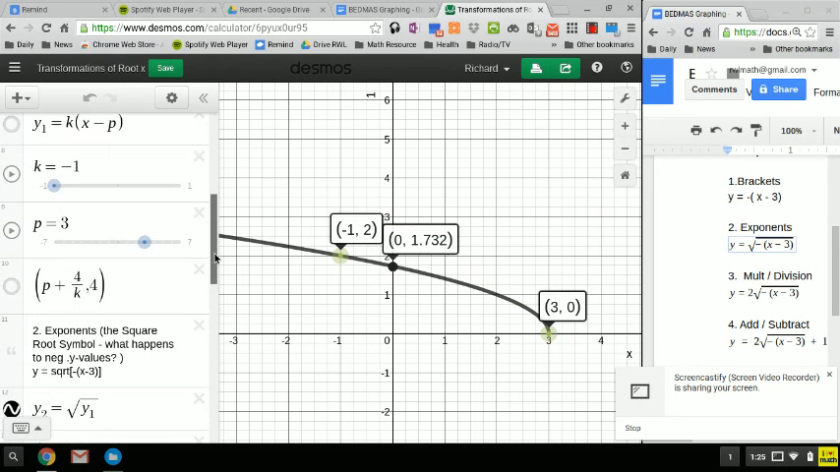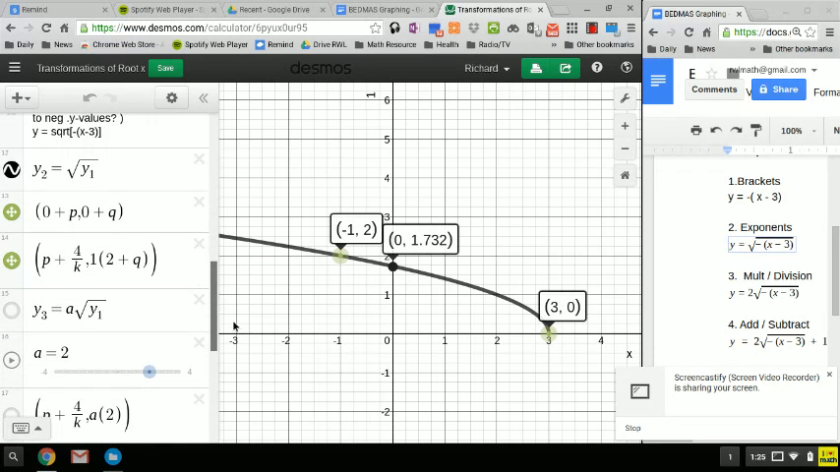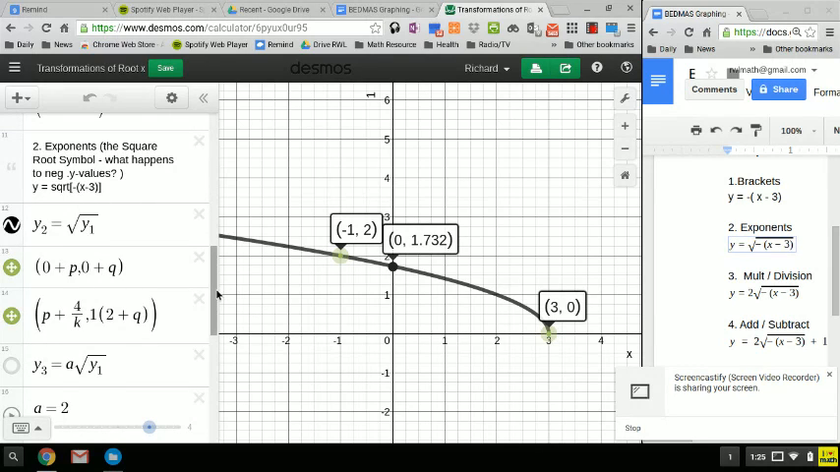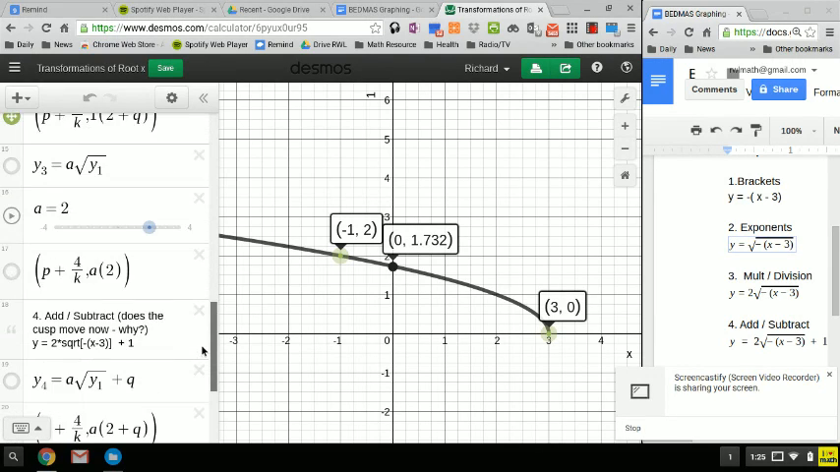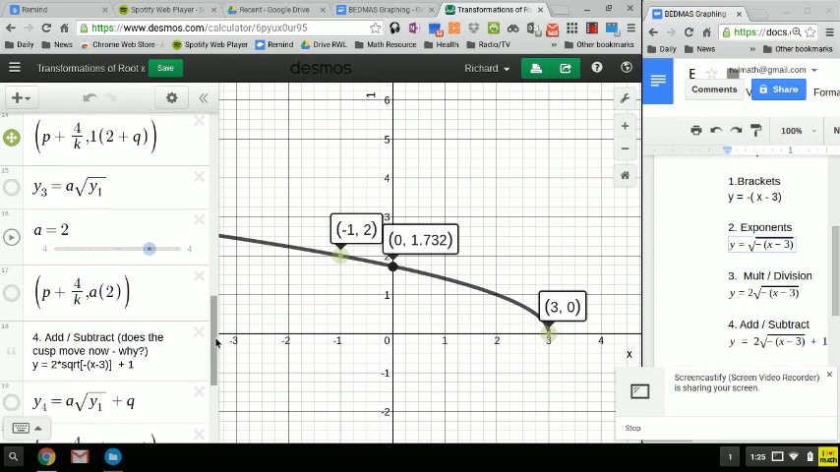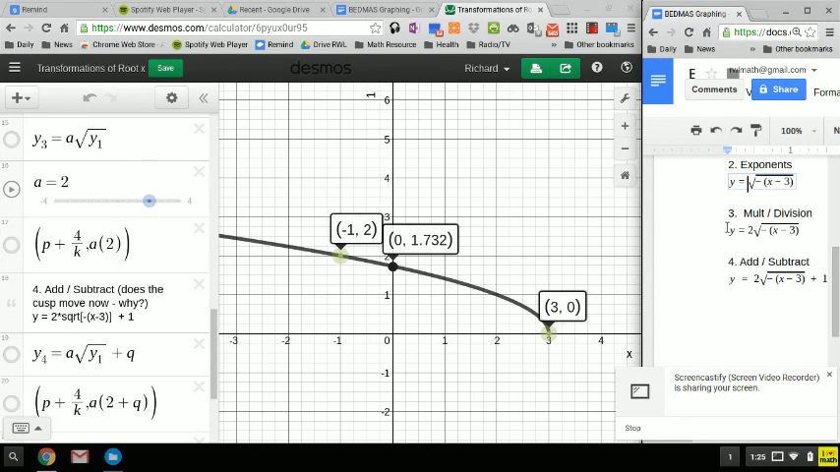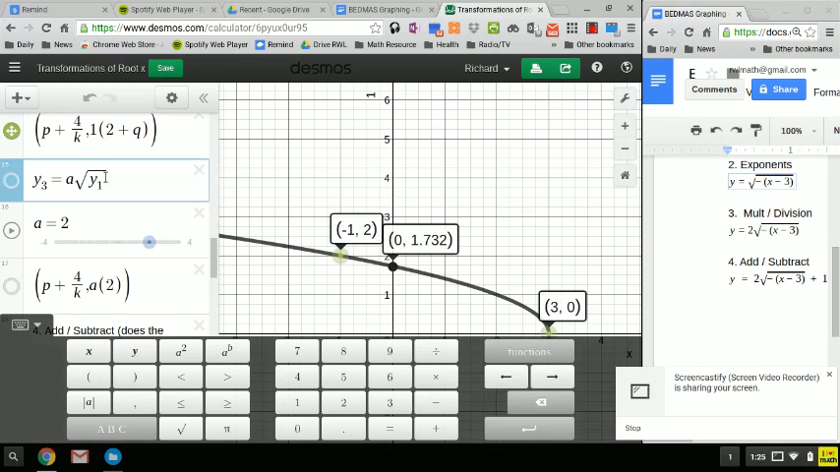So now what I'm looking at is, after exponents, we have multiplication. Oh, and I seem to have gotten rid of my explanation for that. That's okay. For my explanation, it's this one right here: y3 is equal to a, where a is what I multiply by, and then the square root of y1, the square root of that straight line. Over here on the right-hand side, you can see it's y equals 2 and then the root of everything. So this means the same thing: a multiplied by the square root of the original line. So I'm going to turn that on.